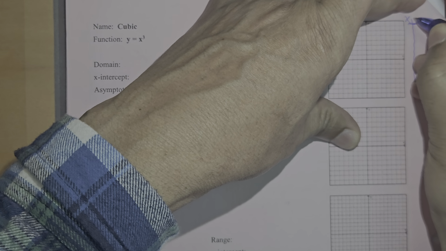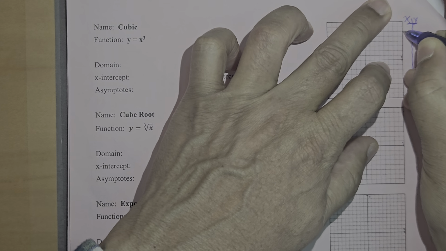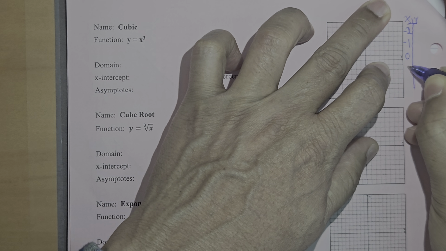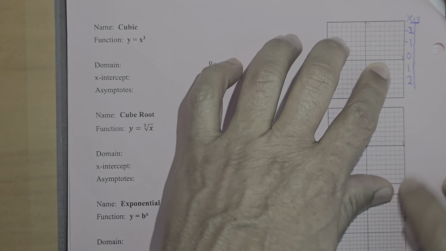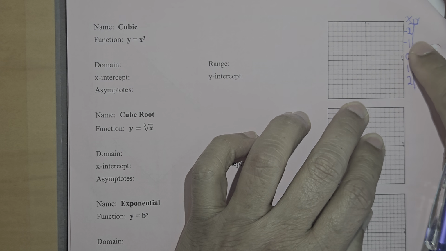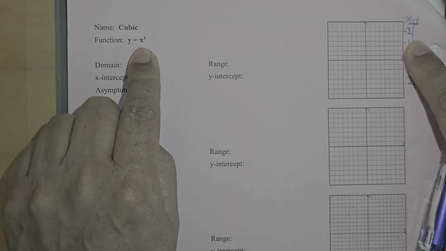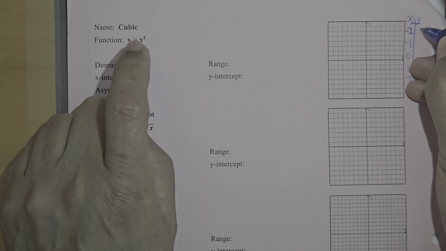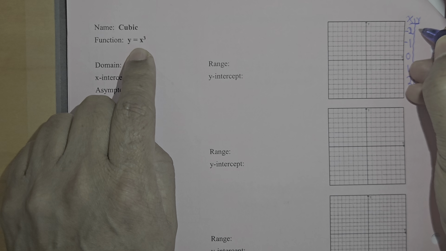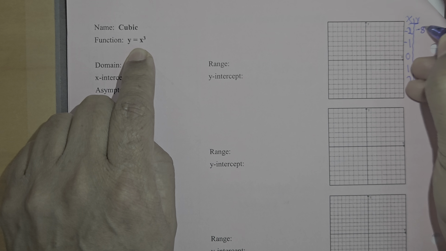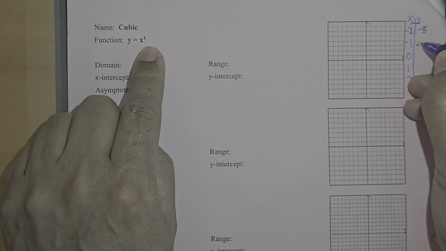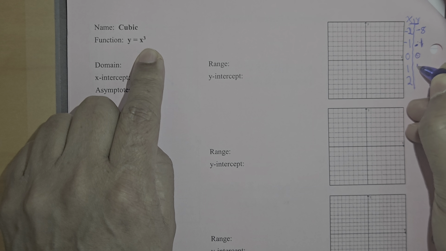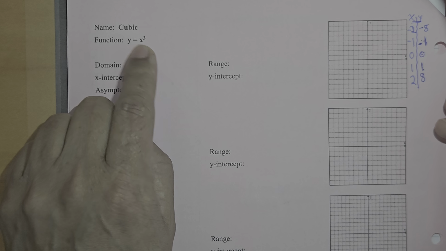So this is x values, this is y values, and I'm going to use negative 2, negative 1, 0, 1, and positive 2. Okay, so what we're doing here is we're taking the cube of all these x values. So for example, the cube of negative 2 is negative 2 times negative 2 times negative 2. That is equal to negative 8. When x is negative 1, negative 1 cubed is the same as negative 1. And 0 cubed is still 0. And 1 cubed is 1. And 2 cubed is 8.